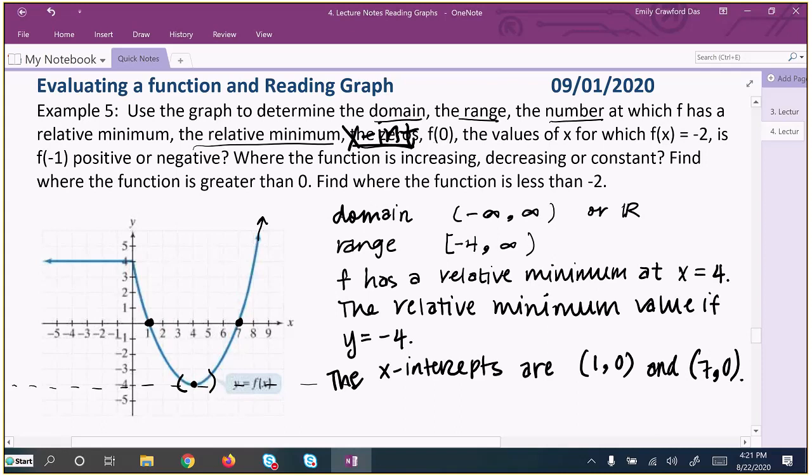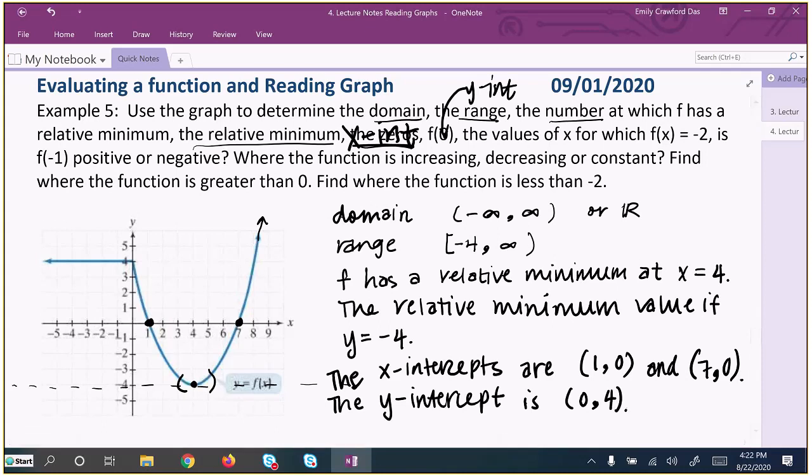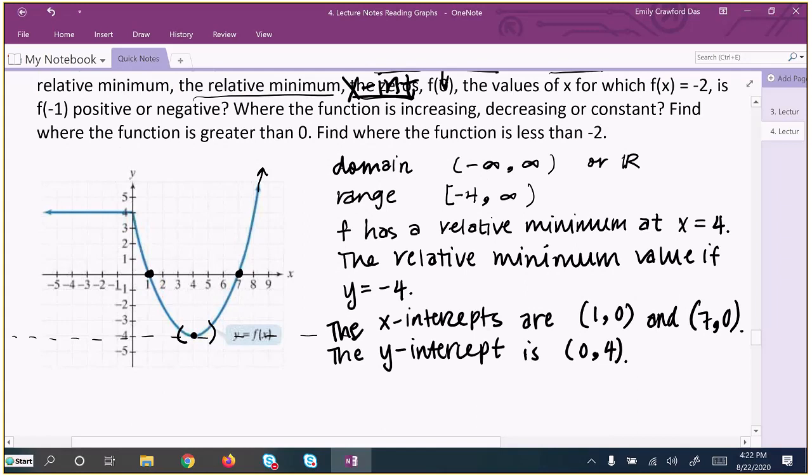How about f of 0? f of 0 is just another way of saying the y-intercept. And the y-intercept is also an ordered pair, and we know its x-coordinate is 0. So when the x-coordinate is 0, what is the y-coordinate? 4. So the y-intercept is (0, 4).